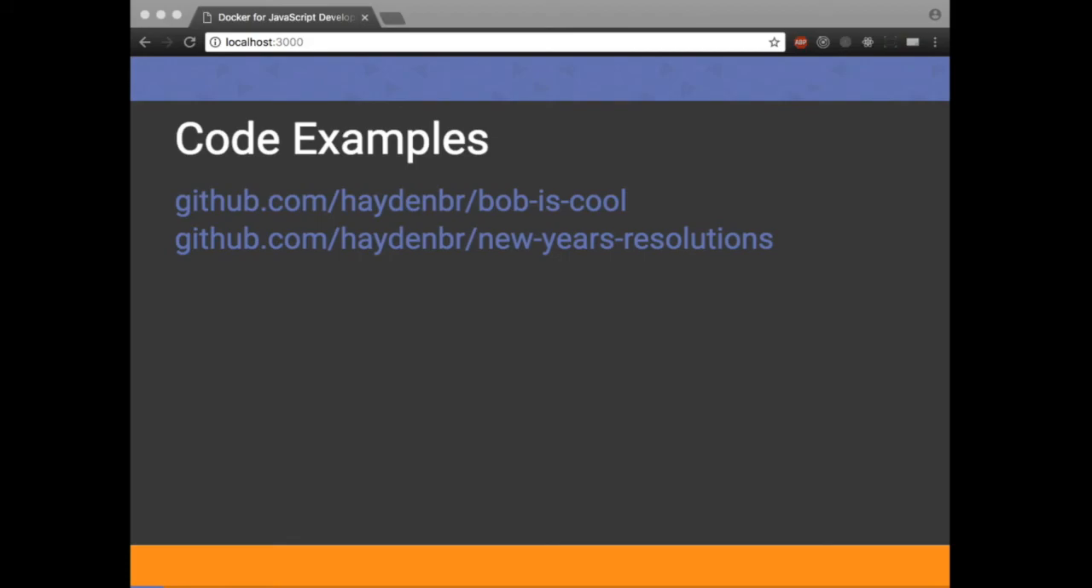So you can go to my user profile on GitHub. The 2 repositories you want are Bob is Cool, which is like the coolest app in the world, and the second is New Year's resolutions. Okay, so Bob is Cool, New Year's resolutions. You can find those on my GitHub profile page. My GitHub username is Hayden BR. We'll have those links later on if you don't get them now. But just go ahead and clone those.